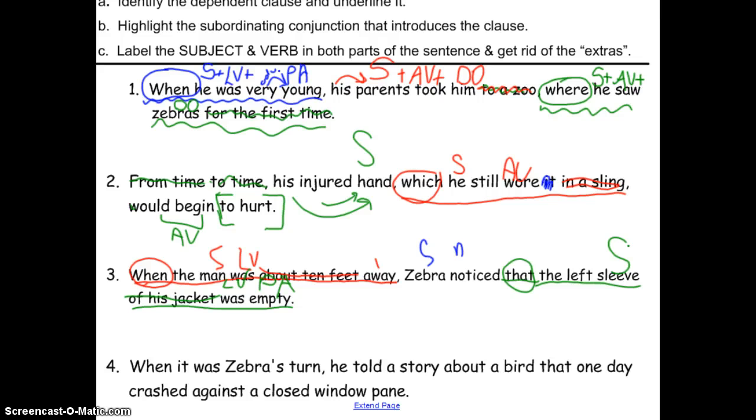Action. Very nice. Now, how descriptive would that be if you were reading paragraphs or books and all it said were sentences like Zebra noticed, he went, his hand hurt? Okay? These clauses are there to help you add more description. Good.